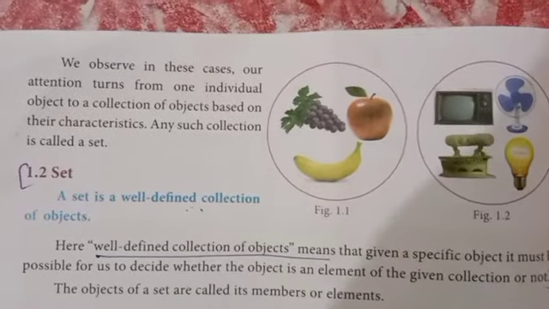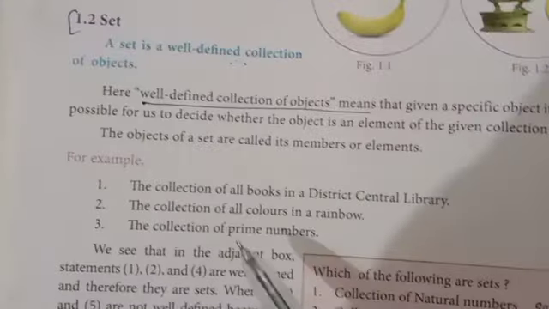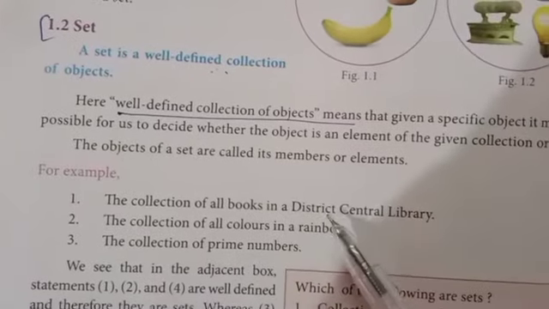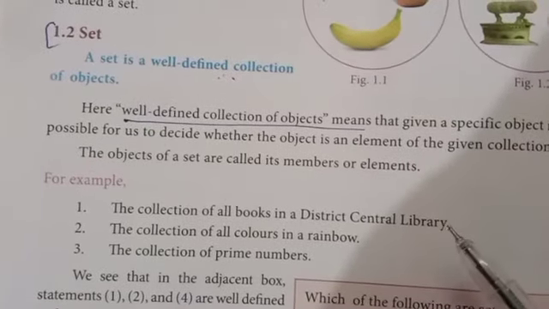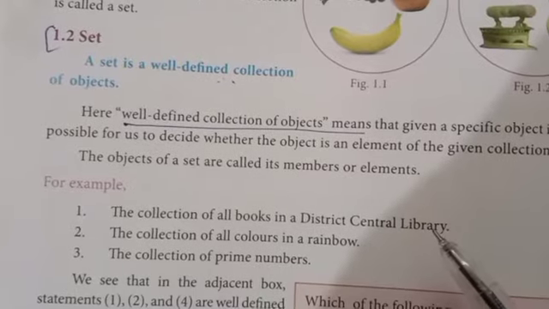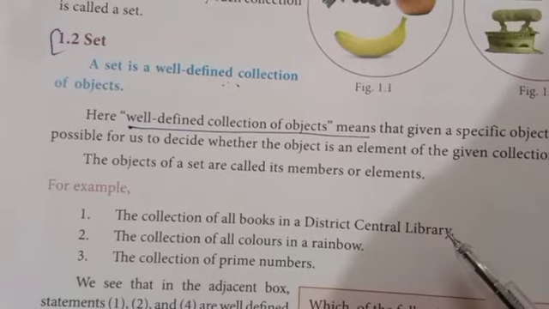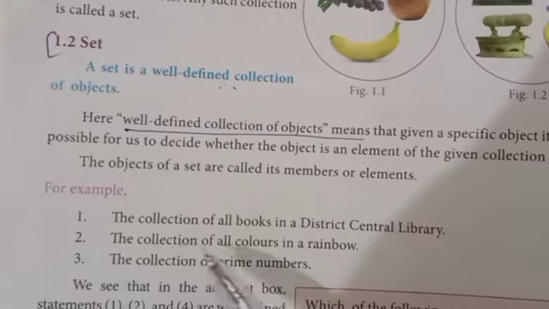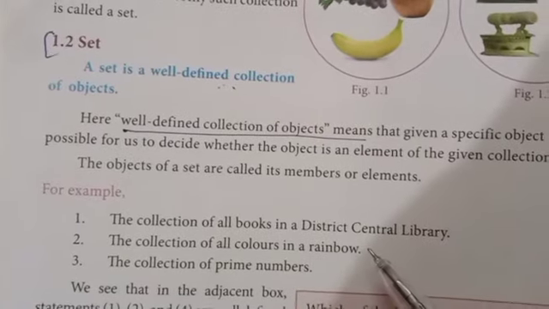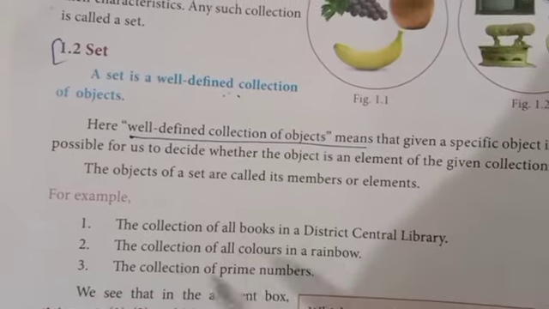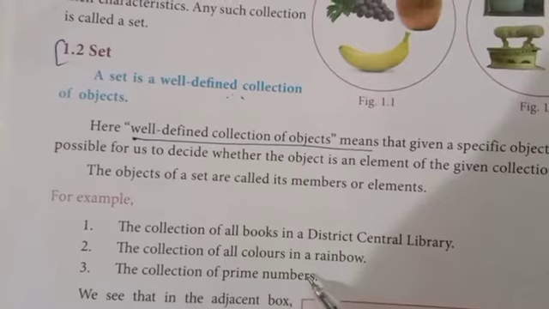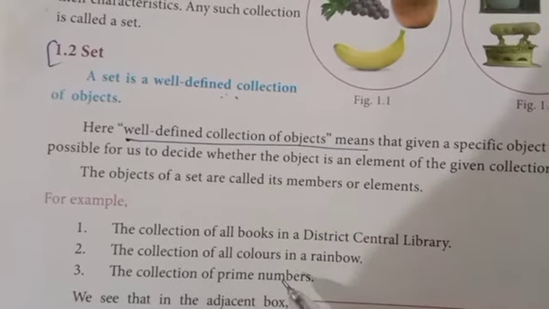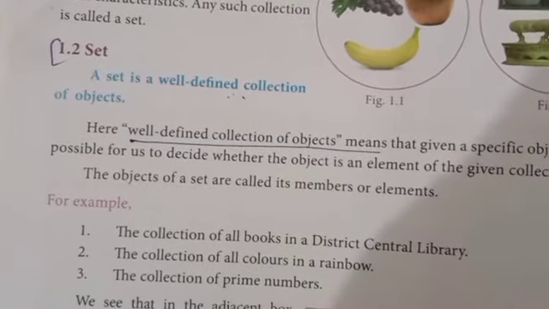Students, for some examples: the collection of all books in the district central library. It is possible to collect the information related to this. Next, the collection of all colors in a rainbow. This is also possible. The collection of prime numbers. So these are examples of sets.